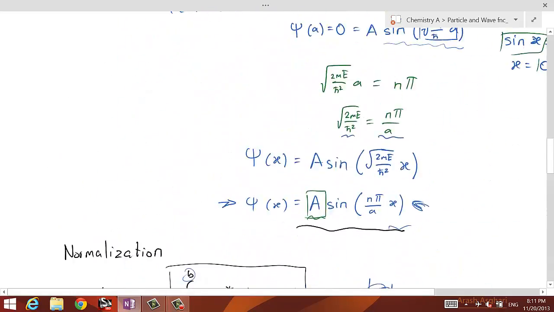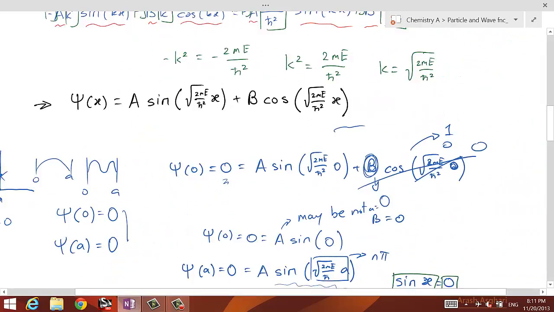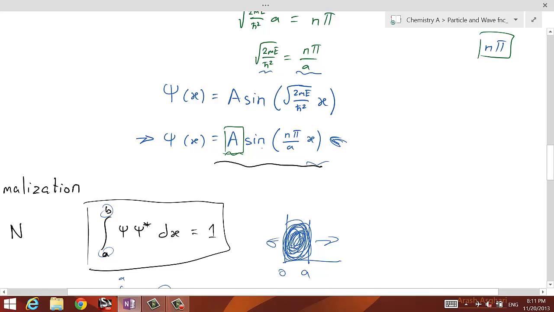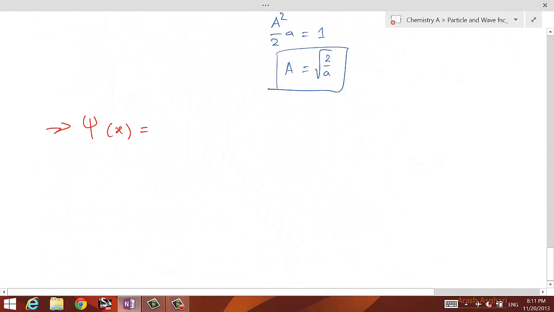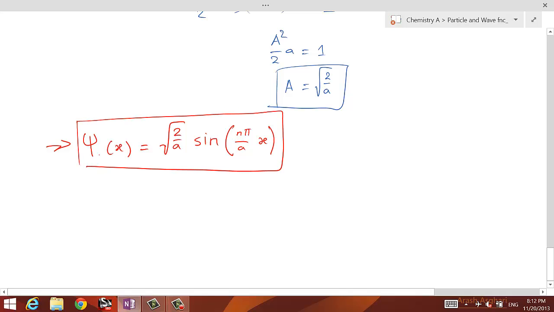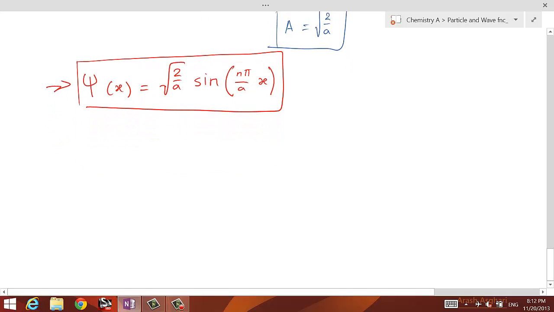Let's see from the top. Here, A sine n pi over a x, right? Now we know the A. We put the A in. Square root of 2 over a of sine n pi over a x, right? Now this is the final equation we got, because we have everything we want to know now.